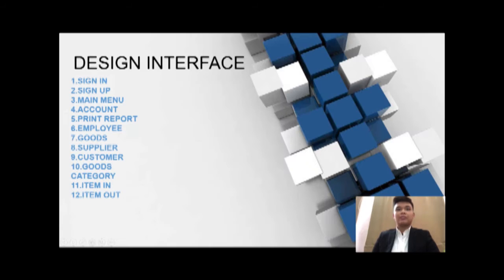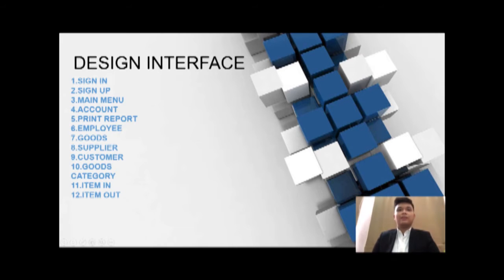The second one, what are the features that we have? The first one is sign up, the second one is sign in, third one is main menu, the fourth one is account, fifth one is print report, the sixth one is employee, the seventh one is goods, eighth supplier, ninth one is customer, the 10th is goods category, the 11th item in, and the last one is item out.